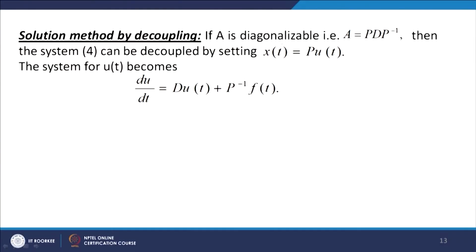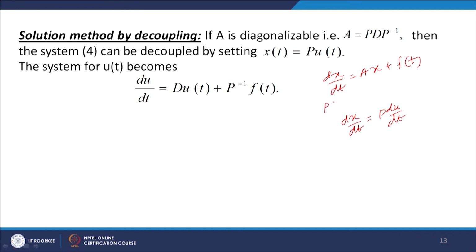Now, there is one more method, the solution method by decoupling. If A is diagonalizable, we know that there exists a non-singular matrix P such that A equals P D P inverse, and then the system 4, dx by dt equal to Ax plus F(t), can be expressed like this. Suppose you assume x(t) equal to P u(t), where P is this matrix. Then dx by dt is P du by dt.